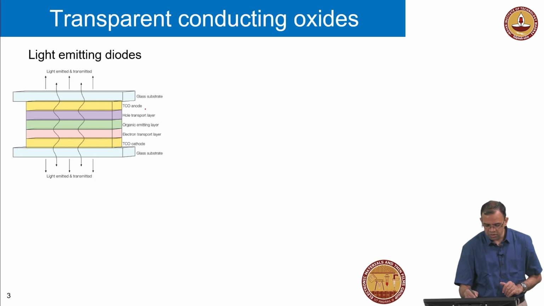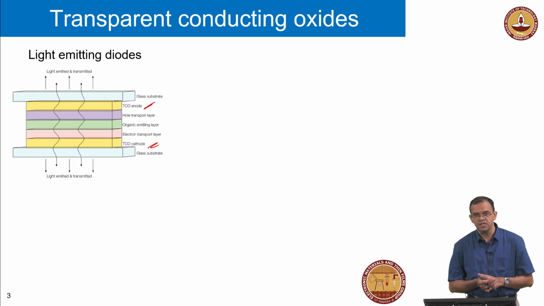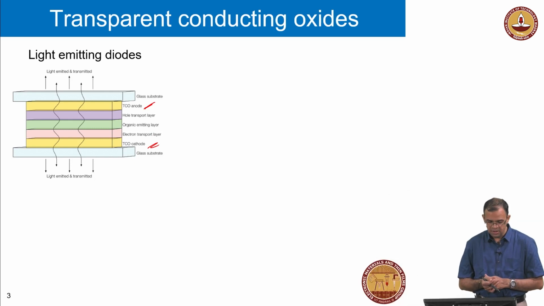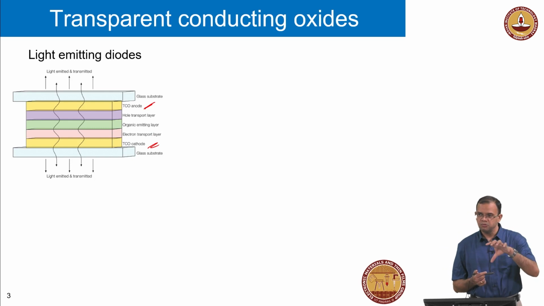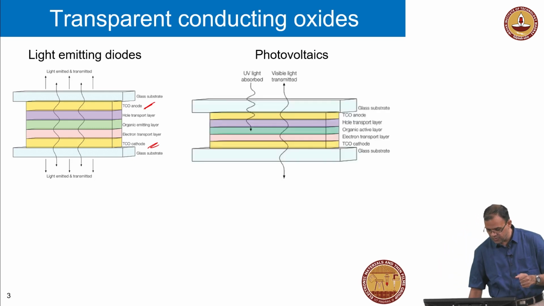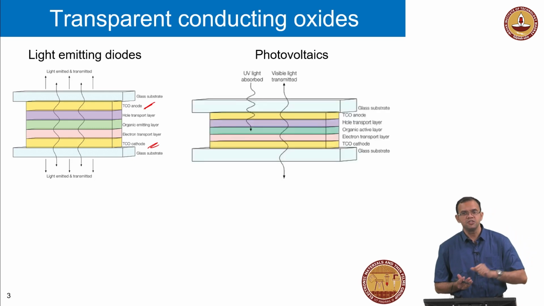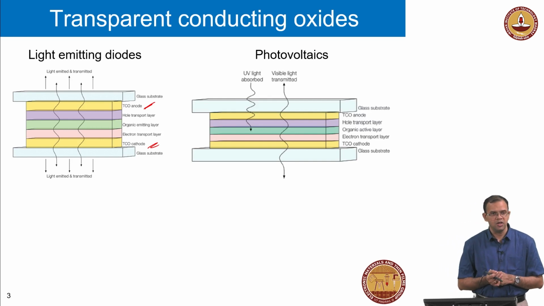So an important part of an LED would be the TCO layers, which is the transparent conducting oxide layers. In the case of an LED, we are sending in charge carriers, we are sending in current, and we are getting out light. The reverse, of course, is also very important, and these are your photovoltaics or solar cells.